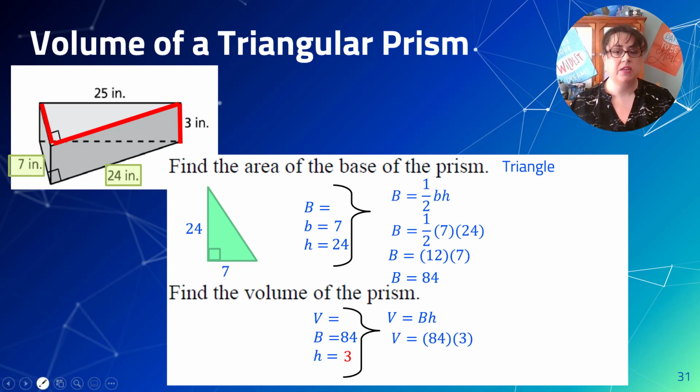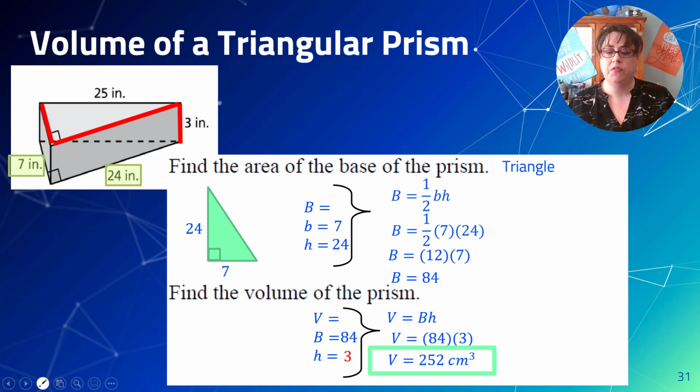So now I'm going to substitute that into my formula. So important you're writing down your formulas. So then you're just substituting and evaluating. 84 times 3 is 252 centimeters cubed, or cubic centimeters.